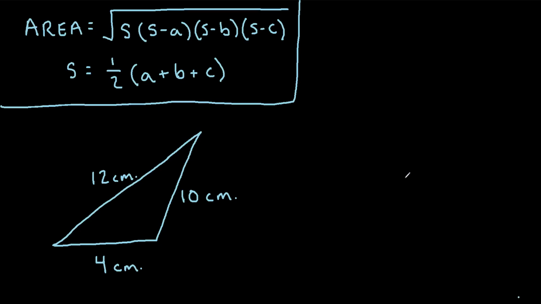In this video, we will talk about how to find the area of a scalene triangle. So let's say that we have this scalene triangle right here. And just as a reminder, a scalene triangle has three sides in which all of the side lengths are different.